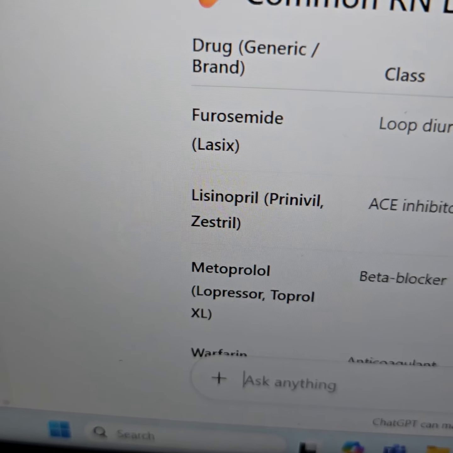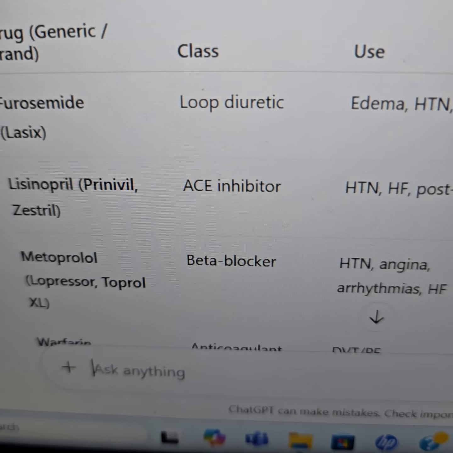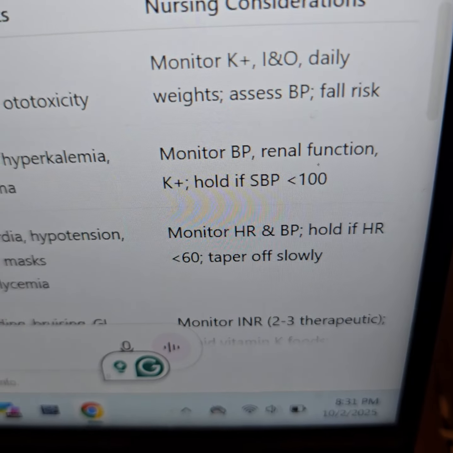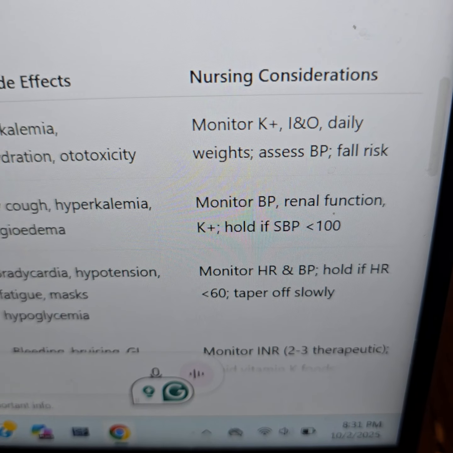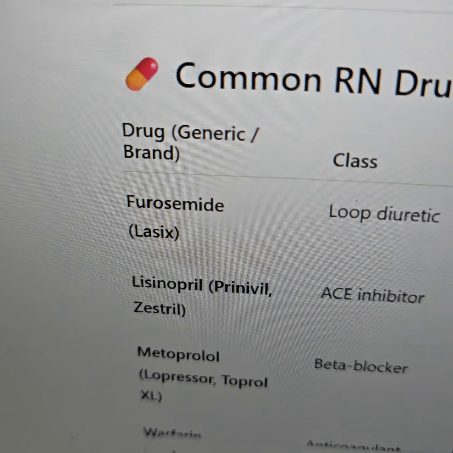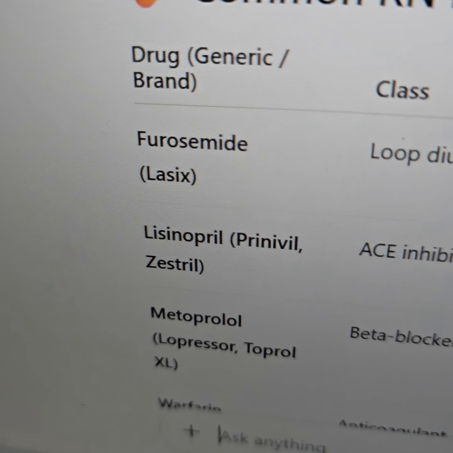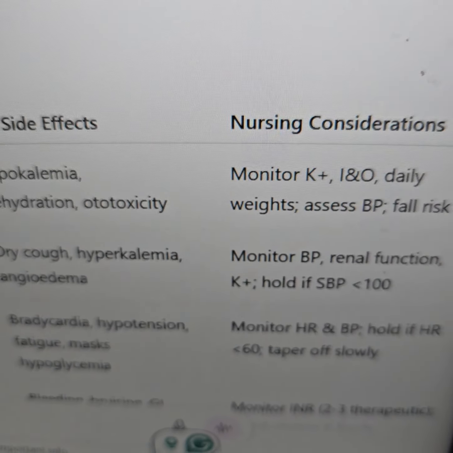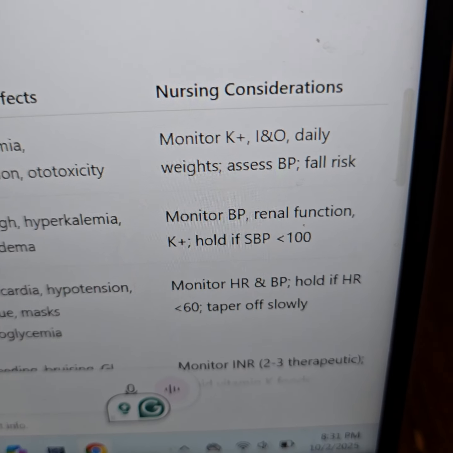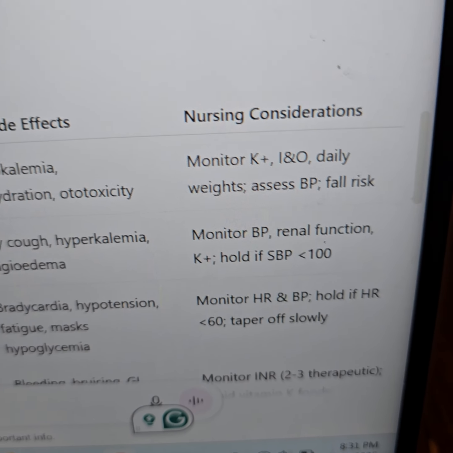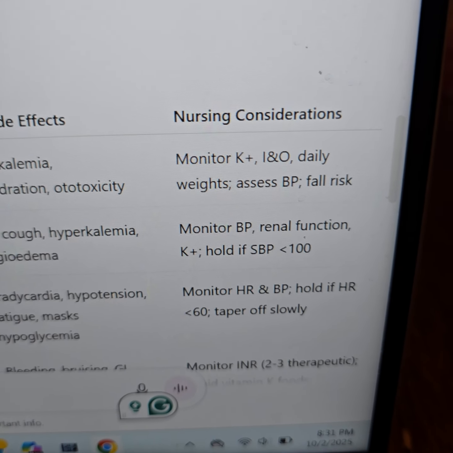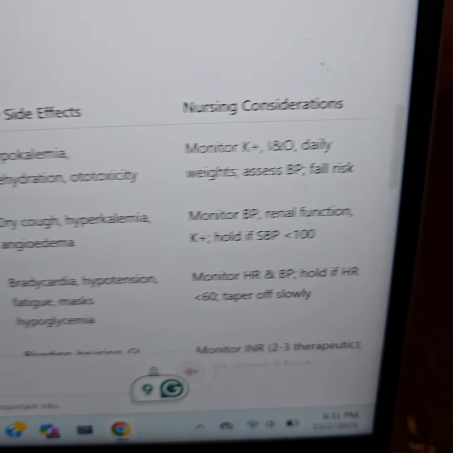It gives you the drug, the generic and brand name, the class of the drug, the use of it, the side effects, and the nursing considerations, right? You know that the nursing considerations are important because you need to know what to do if you give a patient furosemide, which is Lasix, right? You need to know that you have to monitor the I&O daily, the weight, assess the blood pressure, and fall risk, right? Not everybody, but sometimes we nurses forget that.